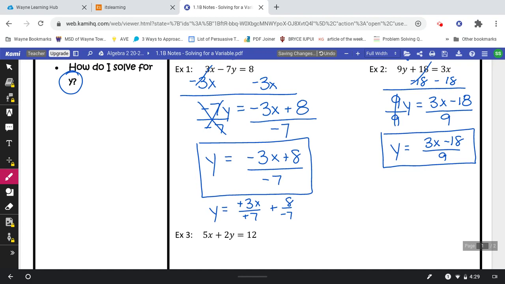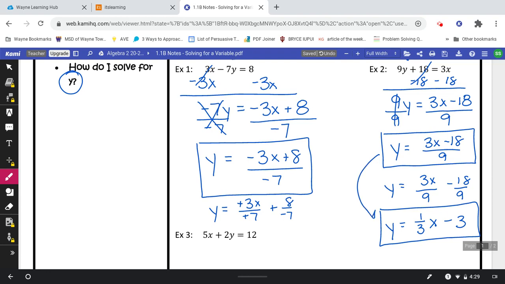Or another way you might see this answer written is if you broke up the 9 into each of these individual pieces. And this would be helpful on this problem because you can reduce it. 3/9 reduces to 1/3. And then 18 divided by 9 gives you 3. So you might also see an answer like that. But again, both of these are the same.